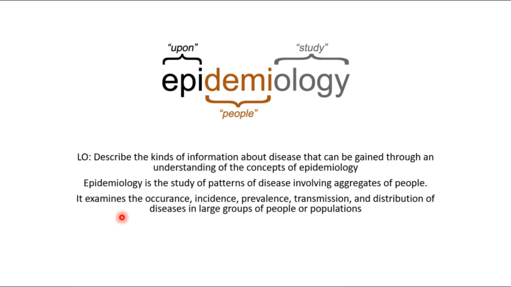We're still just working on vocab at this point. This is the easy stuff. Epidemiology is the study of the distribution of disease, the patterns of disease involving aggregates of people. So we're staying in a population now. Occurrence, incidence, prevalence, transmission, and distribution. And we will go through all of those vocab words too. We're just establishing vocabulary.